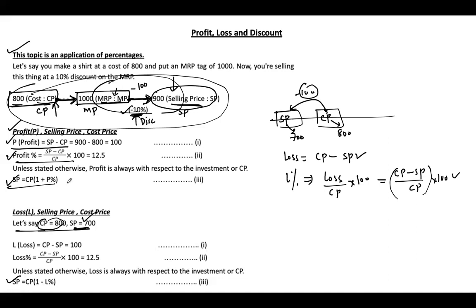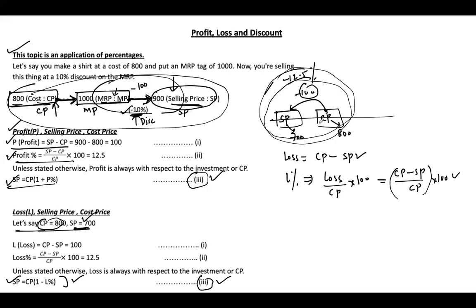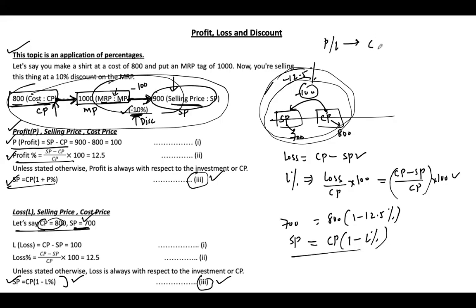Similarly, I would say out of these three relations, the third relation is very important because we have already seen it in percentages, right? 100 by 800 is 12.5%. You know how to write it already: 800 is decreased by 12.5%, and that would give you 700. So selling price is nothing but cost price times (1 minus loss percent). Profit and loss is always with respect to your investment, or the cost price.